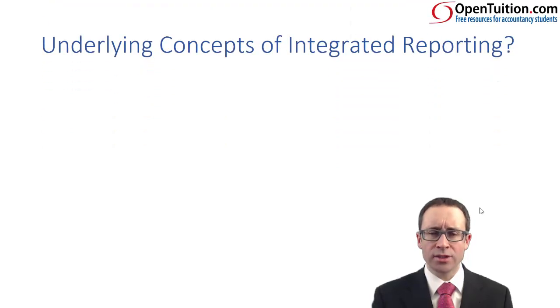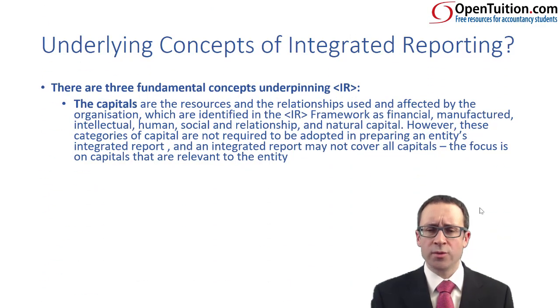So what are the underlying concepts? Well, there's three. The first one is thinking about those capitals. So they are the resources, if you like, that are used within the business. Remember, you've got your mnemonic SHIN, FM: social, human, intellectual, natural, financial, manufactured. You will remember it after a while.